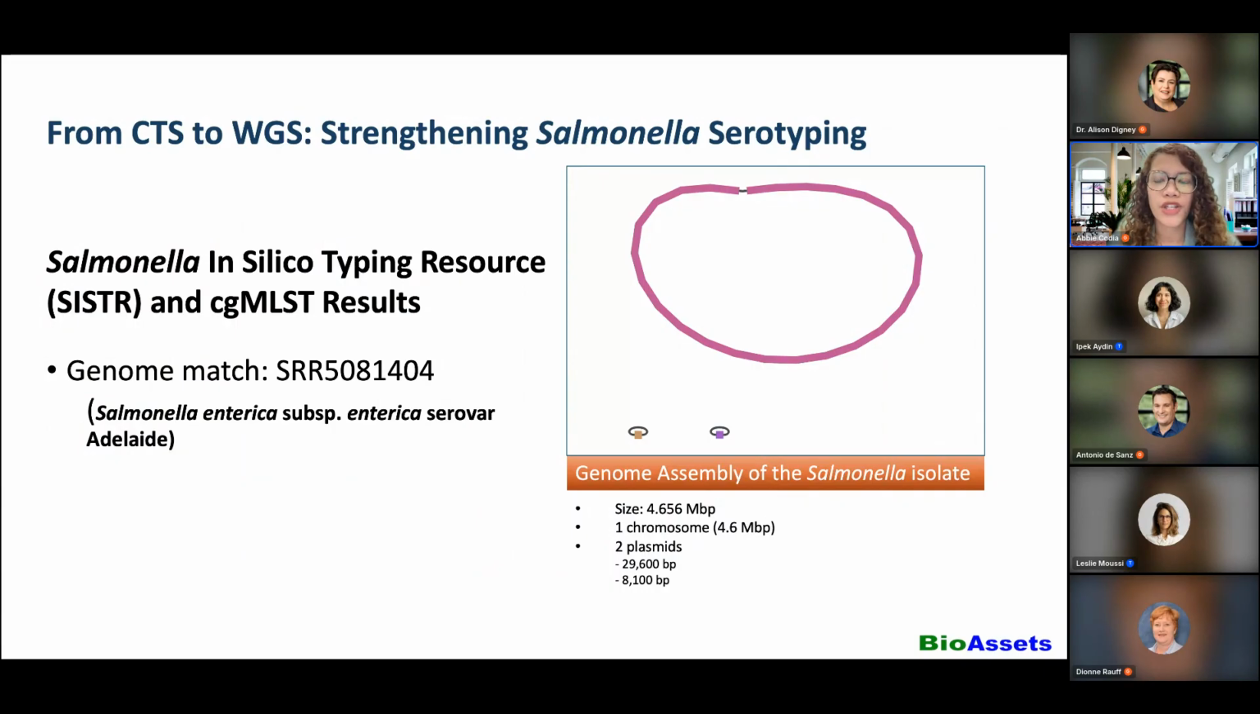As you can see, the serovar identified using Check and Trace Salmonella was supported by the whole genome sequencing that we have done. And with this, we also saw two plasmids in the whole genome, which was further researched on by some of our students.